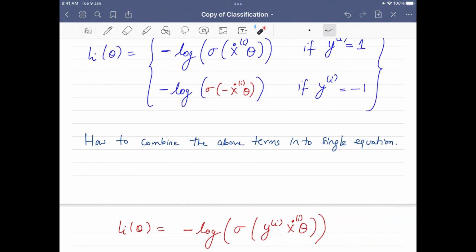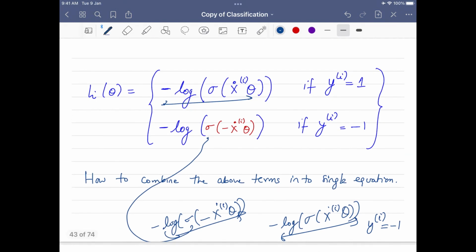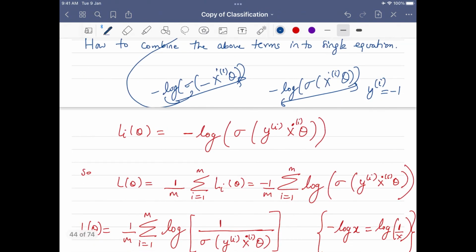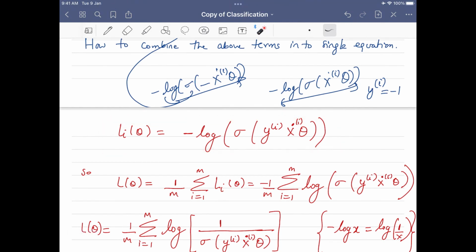So basically, if you write yi as plus 1, this will be minus log sigma of xi dot theta, which is the same as this expression. And if you write yi as minus 1, you will get minus log of sigma of minus xi dot theta, which is the same as this expression. So you can combine these two loss functions together into a single loss function like this. This is the same way we have done it for labels 0 and 1.